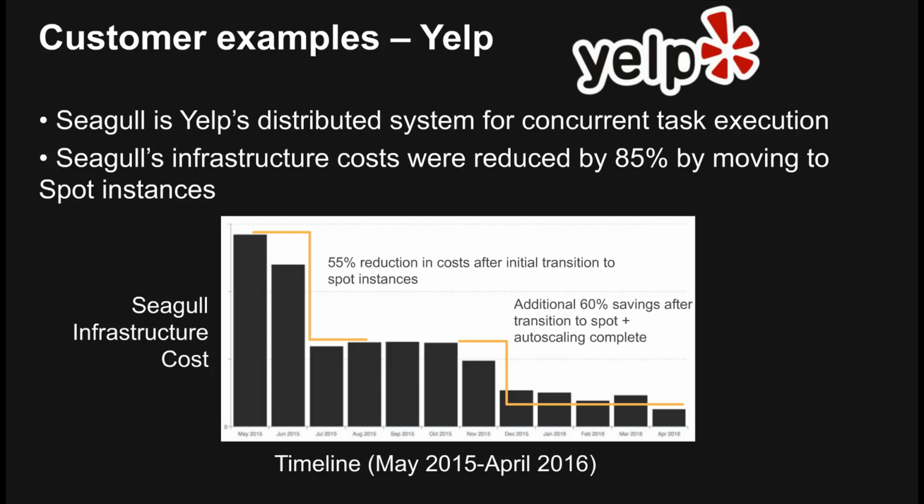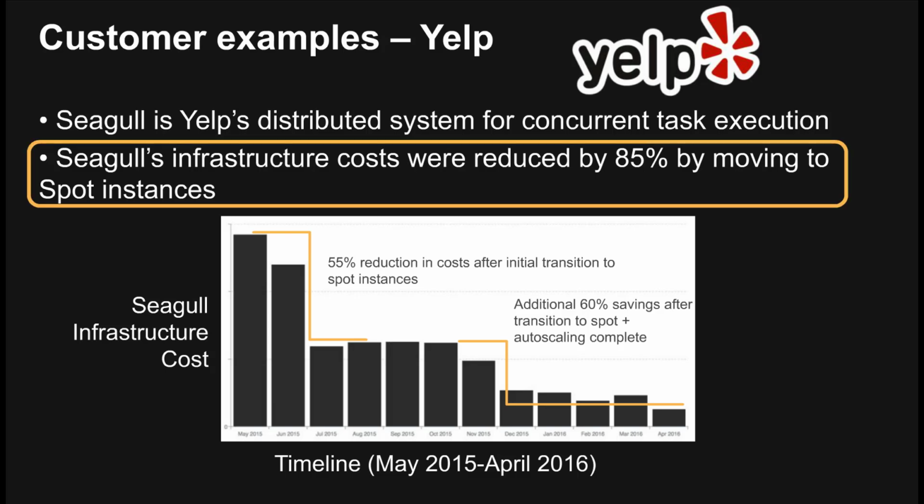That second significant drop, where they achieved an additional 60% savings, was really after they got in and fine-tuned their workloads for spot. They enabled auto-scaling with Spot Fleet. They were really able to dial it in and get the ultimate savings while still achieving great amounts of compute capacity for their concurrent task execution. So, great use case there.